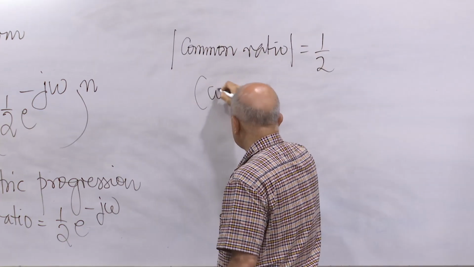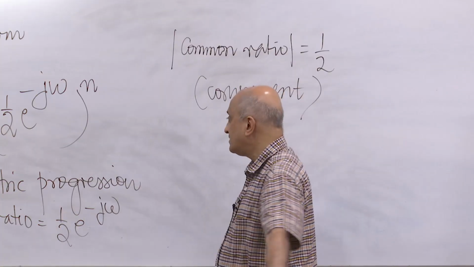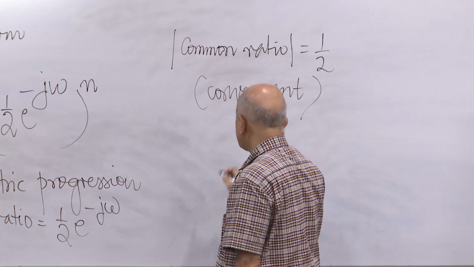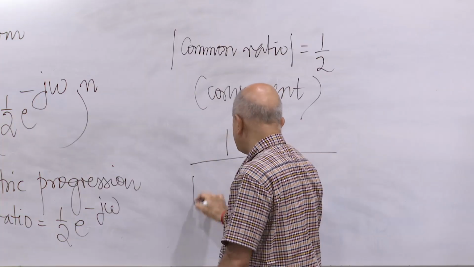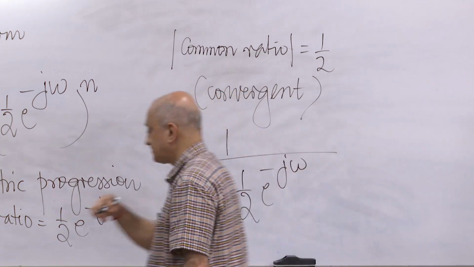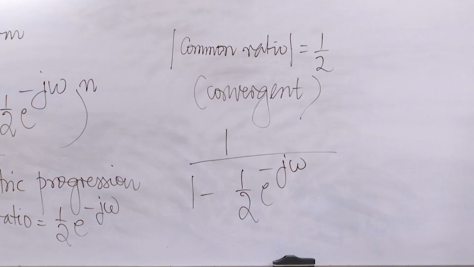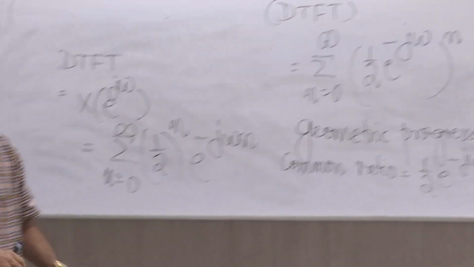And therefore, this summation is convergent. And therefore, you can find the sum is 1 by 1 minus half e raised to the power minus j omega. This is the discrete time Fourier transform of the sequence (1/2)^n u[n].